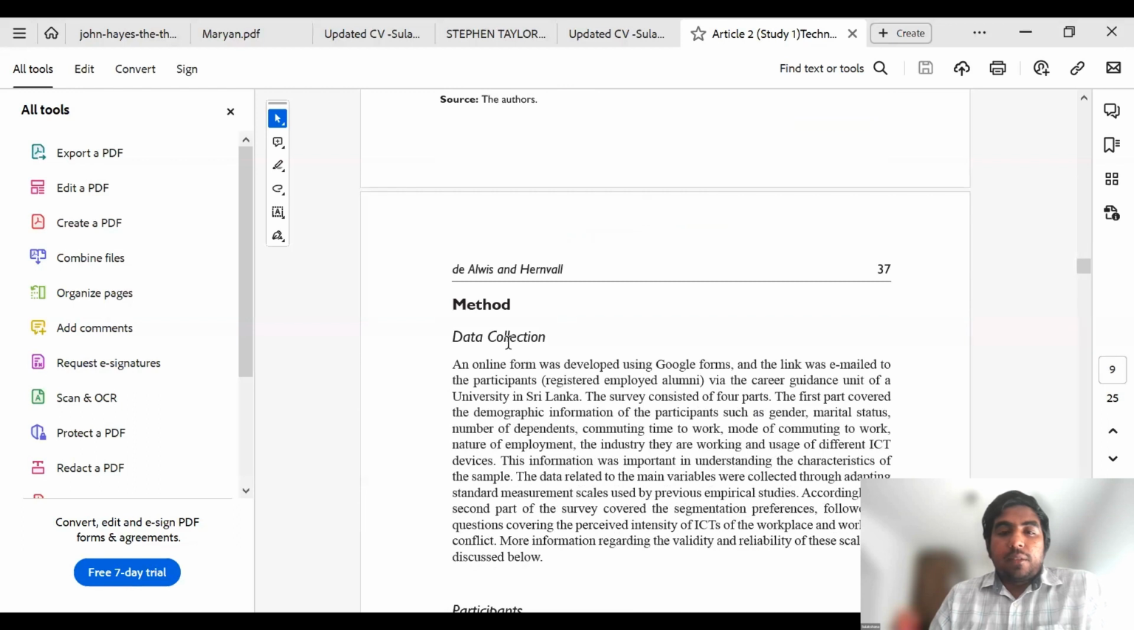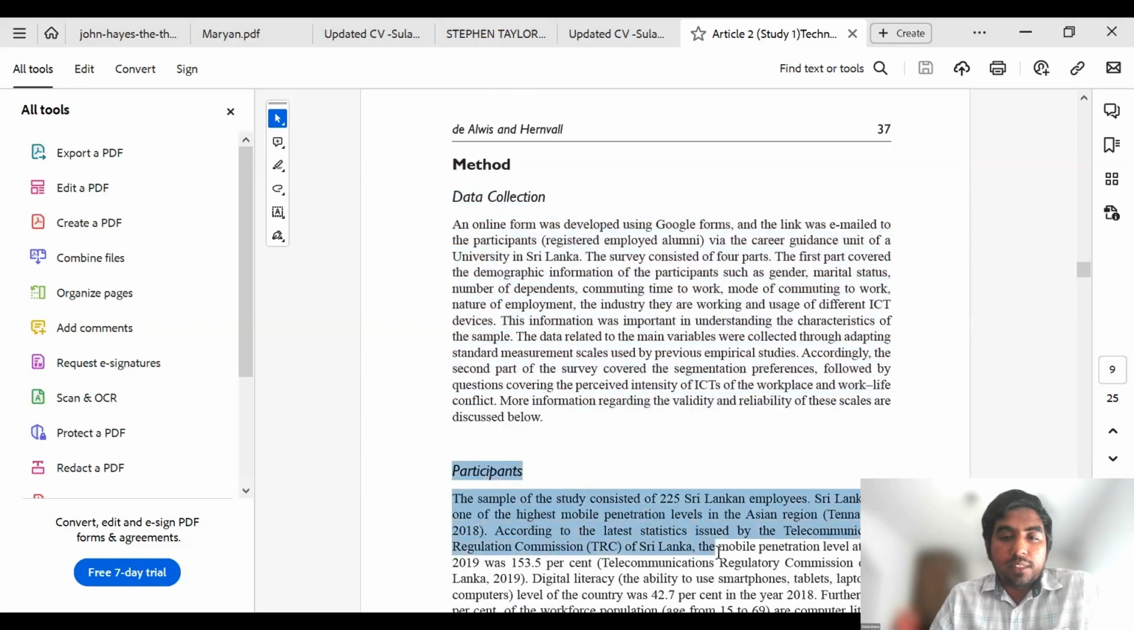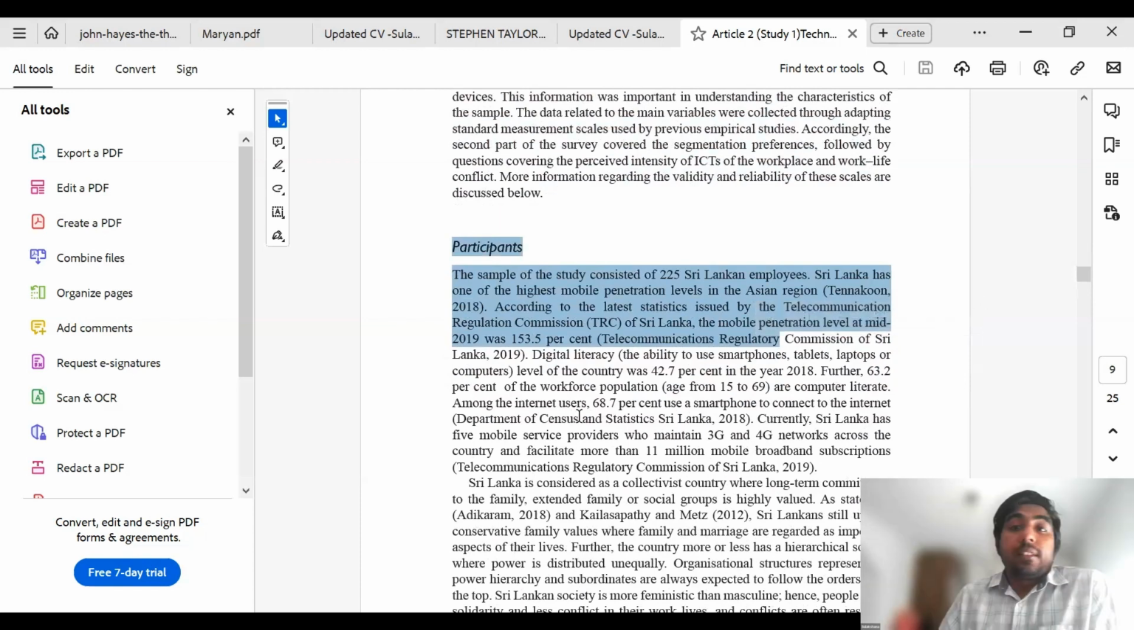Then you can see in the data collection section, the method section, I present how I collected the data, which kind of information I gathered. And then I talk about the participants, and then I give participant information. Now, participant information like gender.